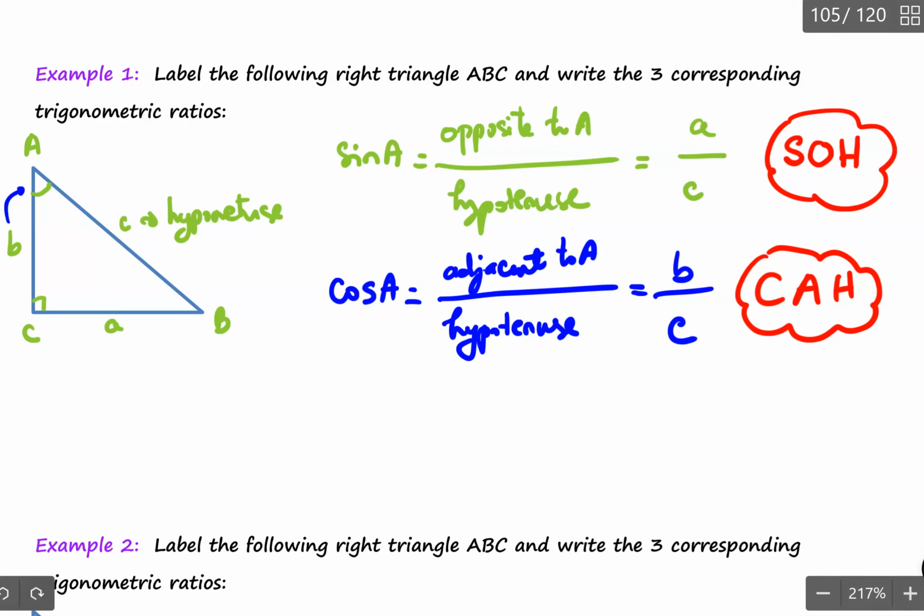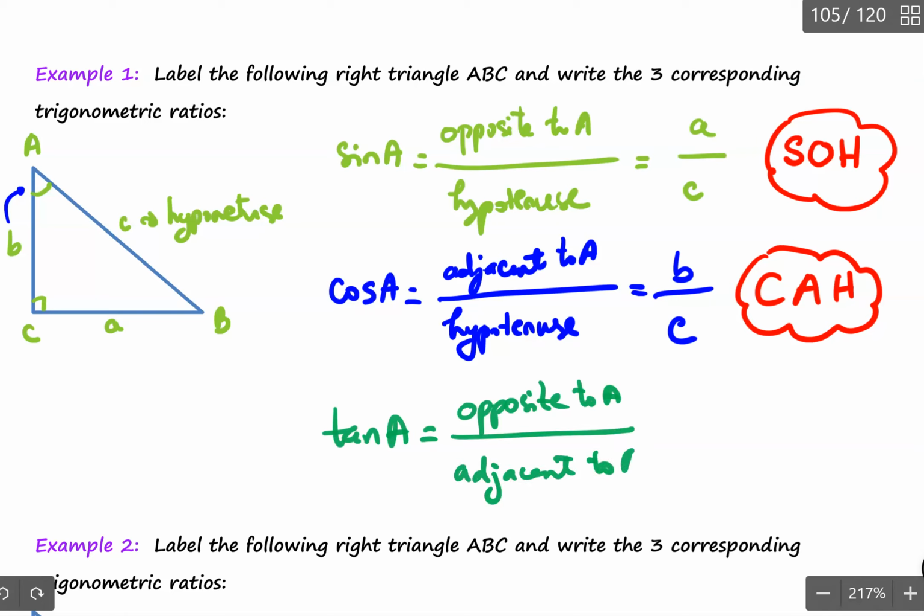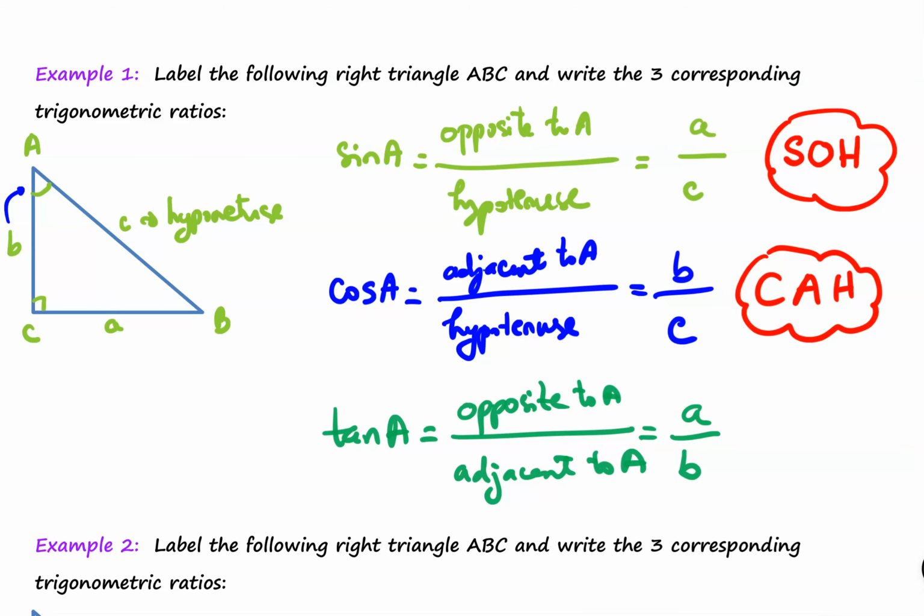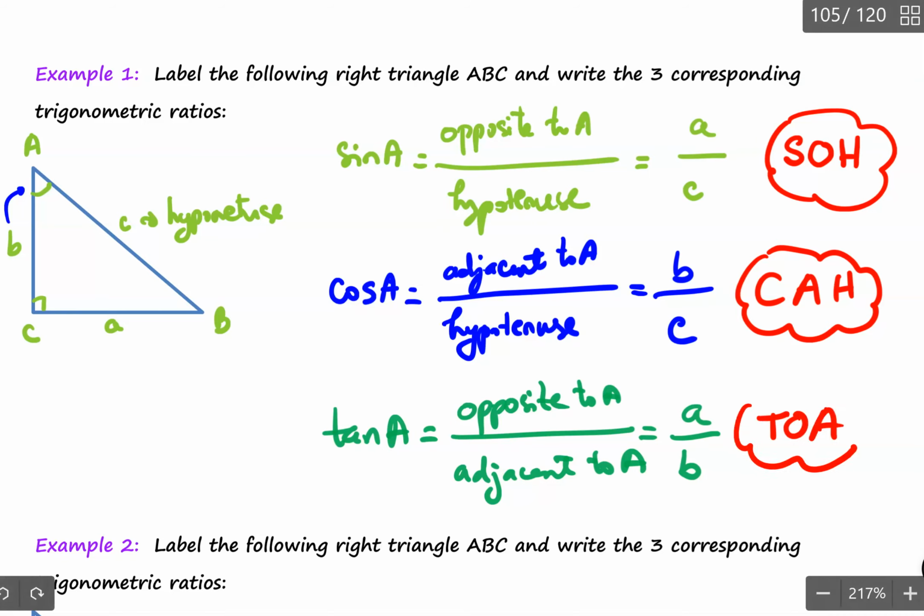The next one is the tangent of A. So tangent of A, I should say that as opposite to A over the adjacent to A. Opposite to A would be a small letter a. Adjacent to A would be b. Again, the abbreviation for that would be TOA, which represents tangent as opposite over the adjacent.